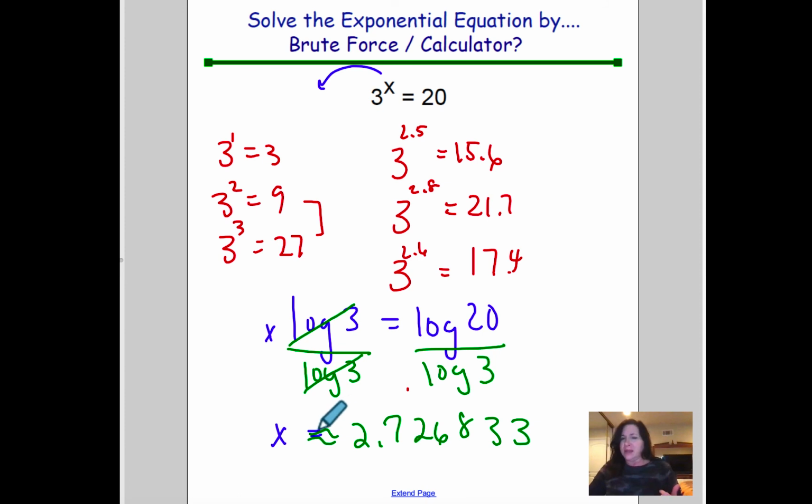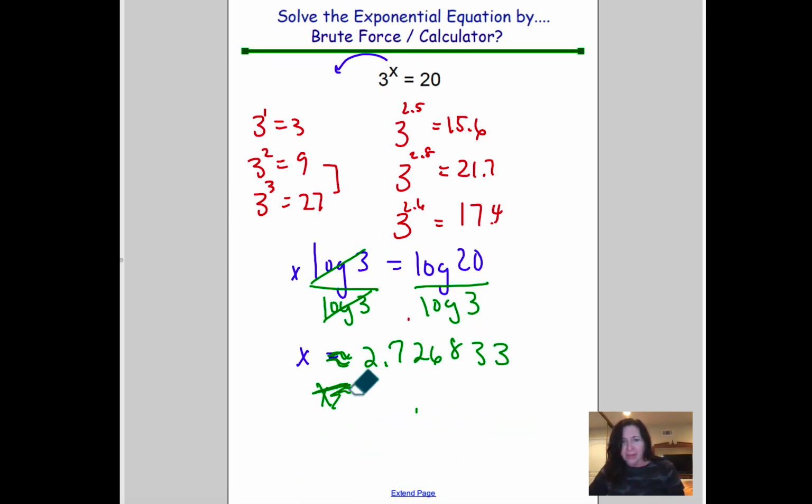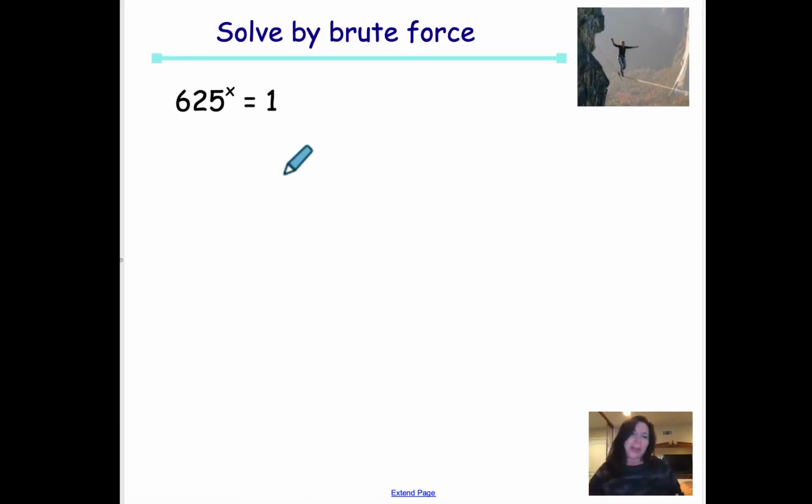And my answer is approximately 2.726833. And if I plug that back into my calculator, 3 to the 2.726833 power, I'm trying to get 20. I get approximately 19.999 repeating, which is as close as I'm going to get. So, brute force, right?